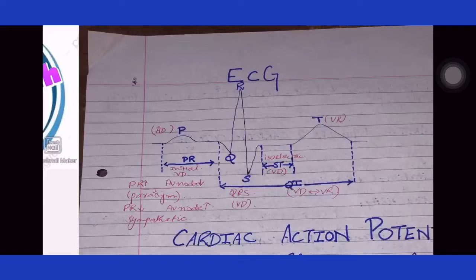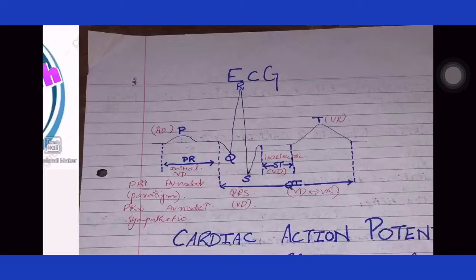Then we have the QT interval. The QT interval is the interval from the beginning of the Q wave to the end of the T wave. It represents the entire period of depolarization and repolarization of the ventricles. So it's basically both the depolarization and repolarization phase.